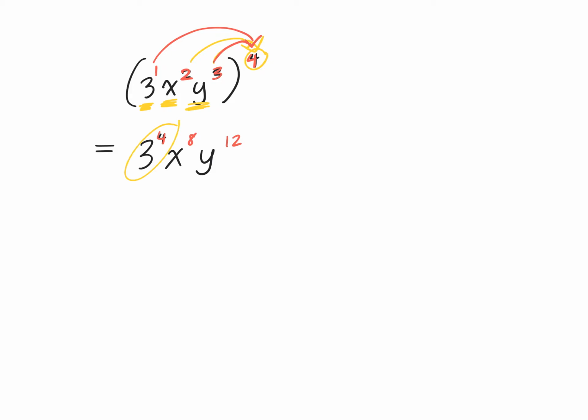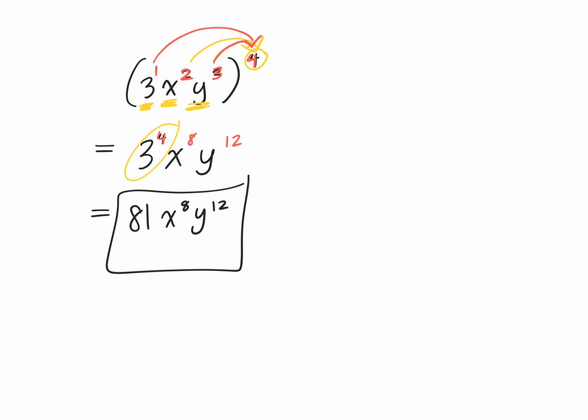But you can simplify that. What is 3 to the power of 4? 81, x to the power of 8, y to the power of 12. So what this means is it's 81 times x to the power of 8 times y to the power of 12. That's how you read it. That's the answer. That's it.